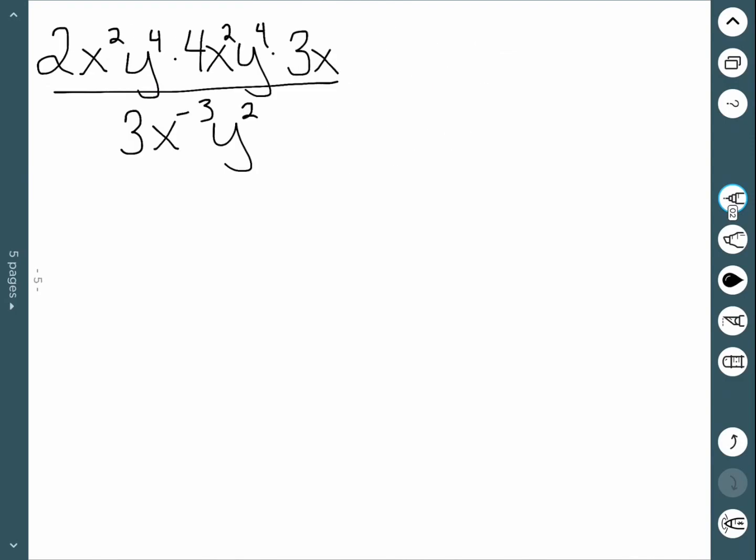This one is much bigger than the ones we've been dealing with, but the key to these big problems is to just take them piece by piece. Let's start with just the whole numbers. On the top we have a 2 and a 4 and a 3 that we're all multiplying together, and on the bottom we just have a 3.